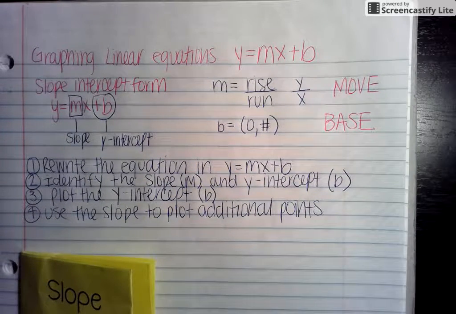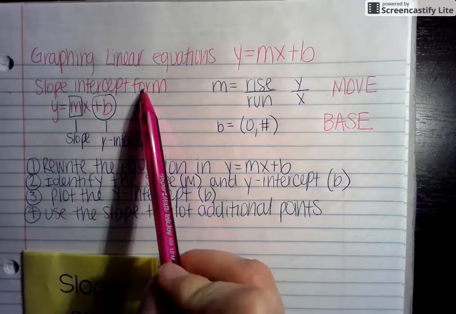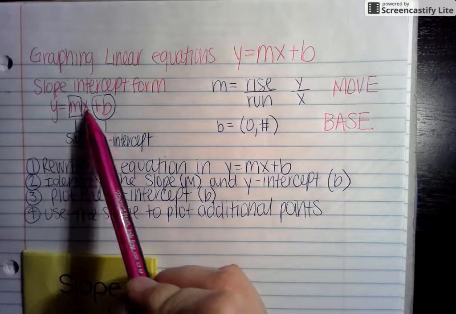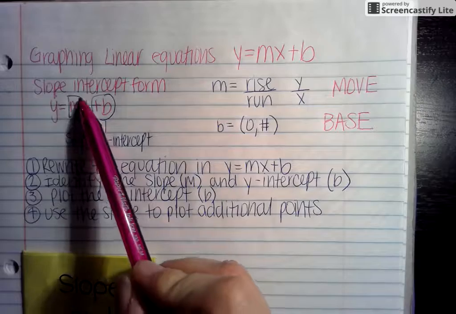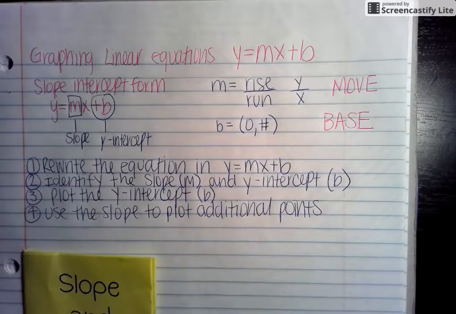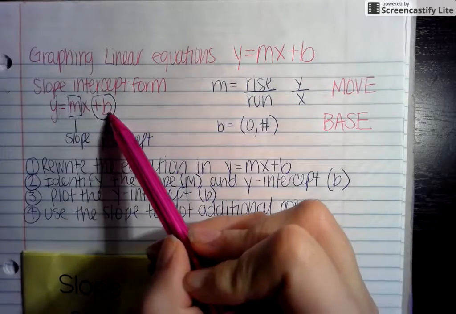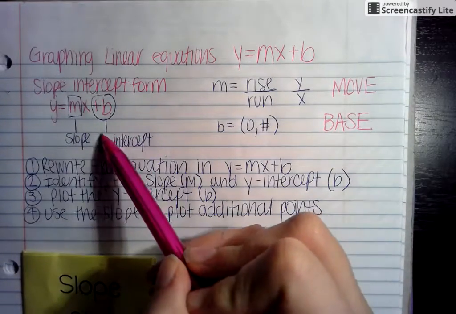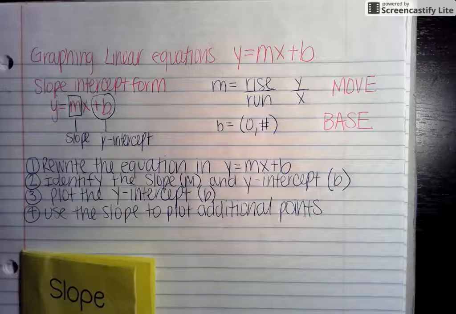So graphing linear equations, and we are now going to use slope-intercept form, which is y equals mx plus b. So slope-intercept form is y equals mx plus b. Our m stands for our slope, which we've been learning about. Our b value is our y-intercept. So that's our new part that is being added.